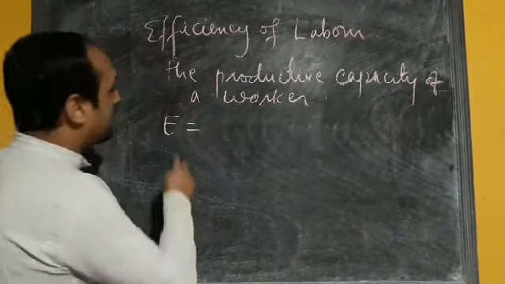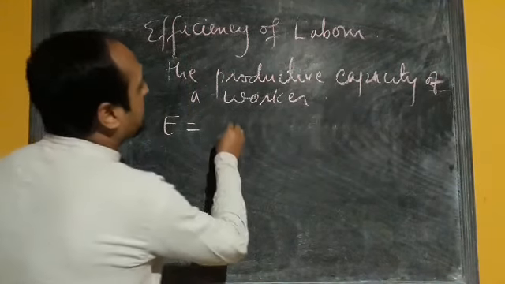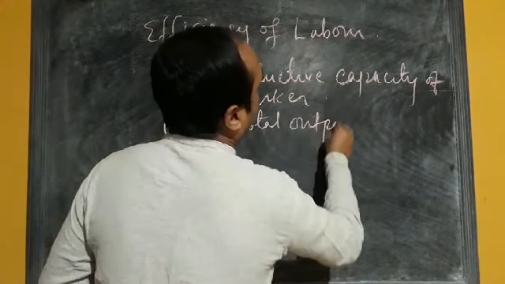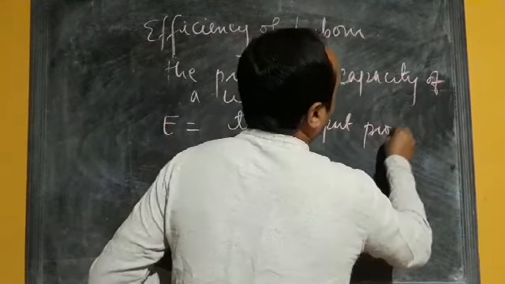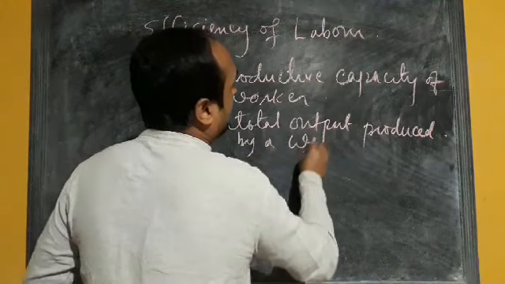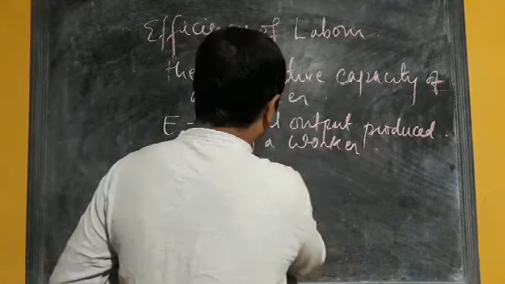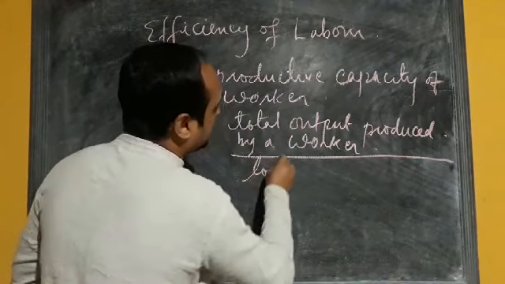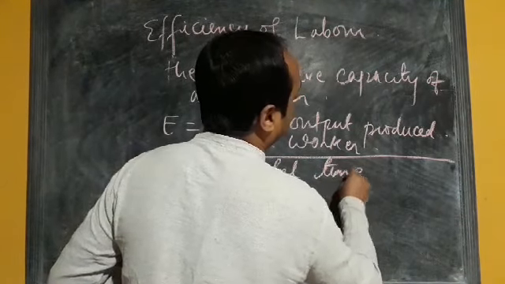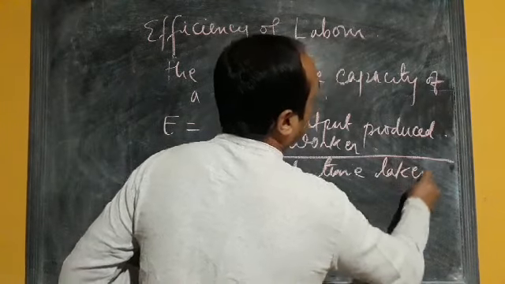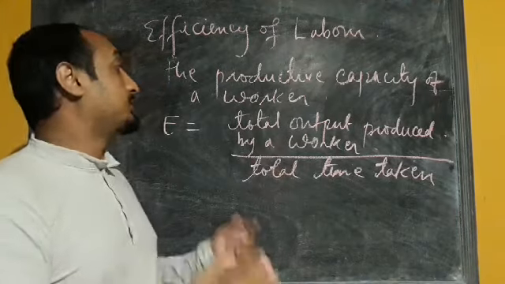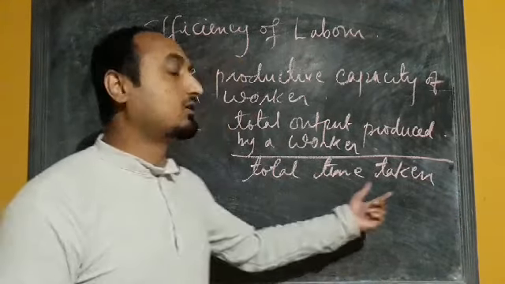Now efficiency of worker is nothing but the total output produced by a worker divided by total time taken. Okay, so efficiency of labor means total output produced by a worker divided by total time taken.